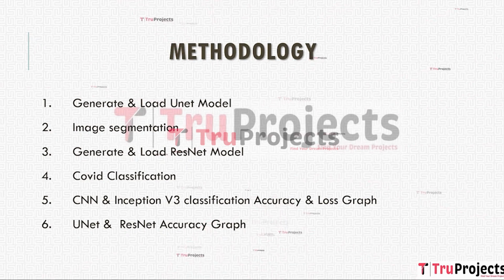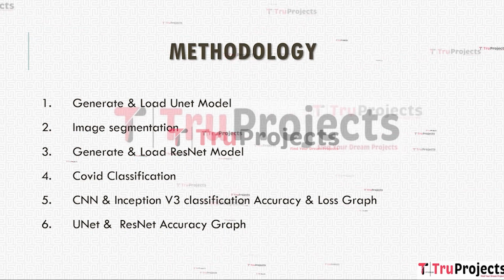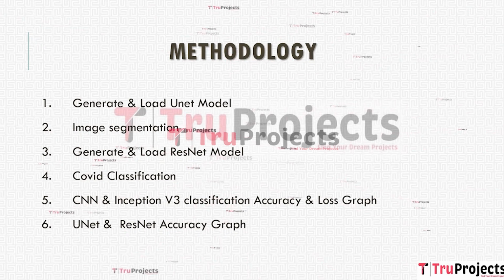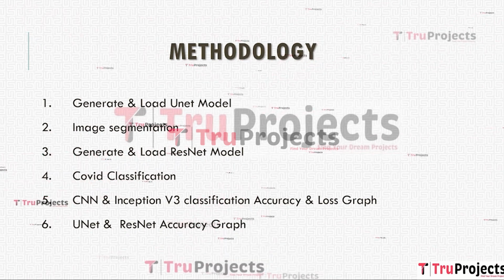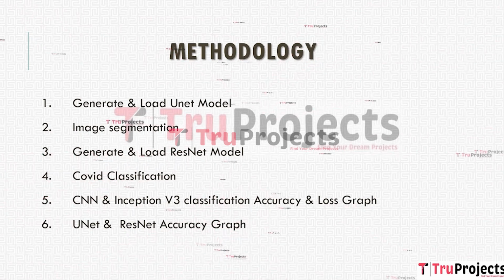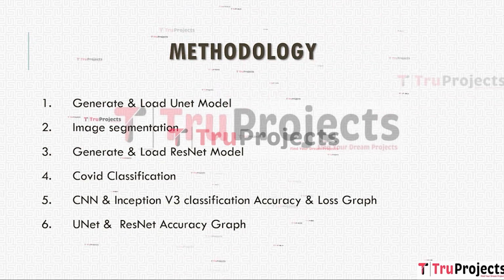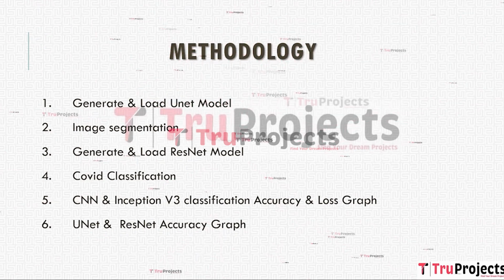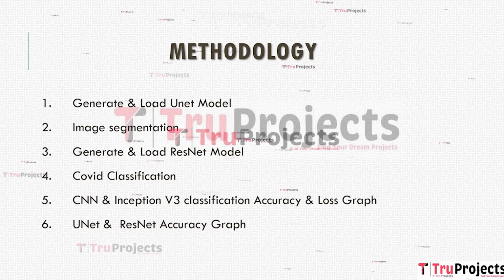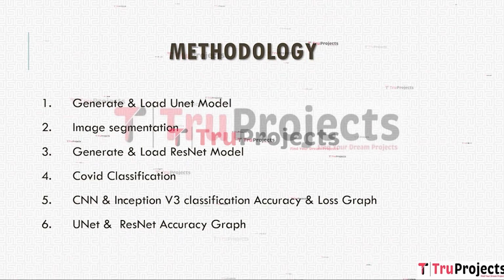Fourth one is COVID classification. This module focuses on classifying the medical images into COVID-19 positive or negative cases. The Inception v3 model is used for this classification task. Fifth one is CNN and Inception v3 classification accuracy and loss graph. This module generates graphs that display the accuracy and loss trends during the training of CNN and Inception v3 models for COVID-19 classification.